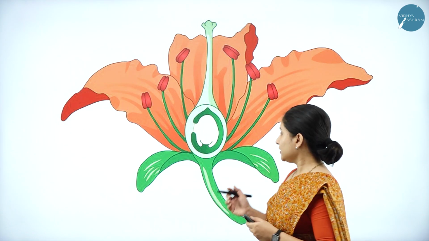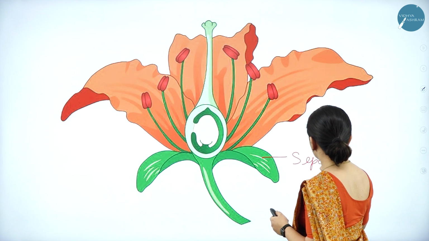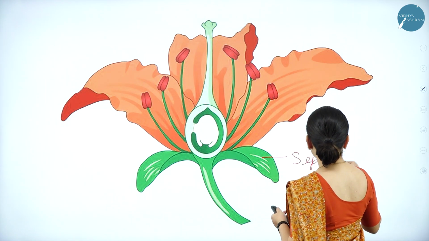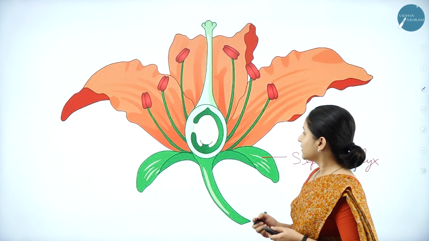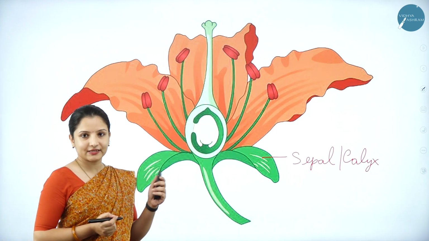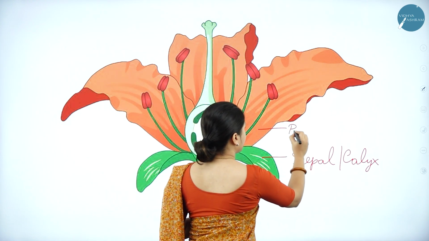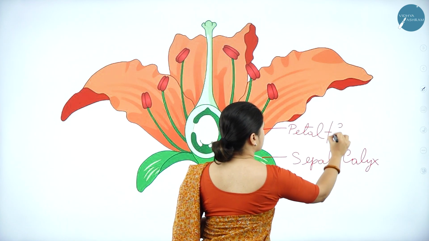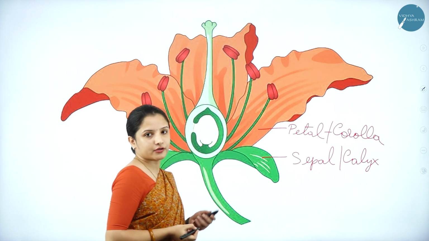The outer whorl is the sepal, and it is also called the calyx. Then you have the inner whorl, which is the petal, or you can also call it the corolla. The petal or the corolla.